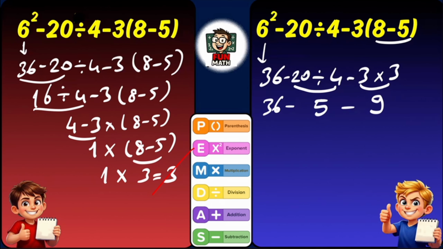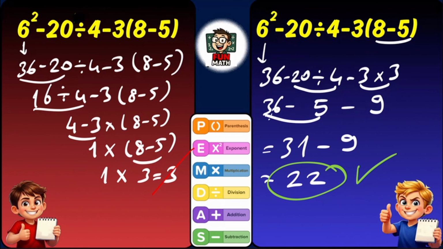Finally, subtraction, left to right. 36 minus 5 equals 31. Finally, subtraction: 31 minus 9 equals 22. The correct answer will be 22.